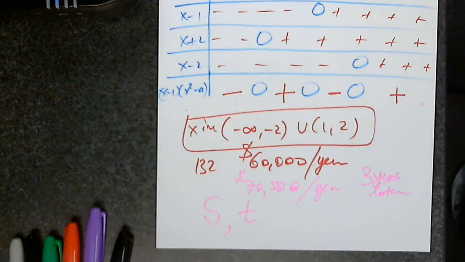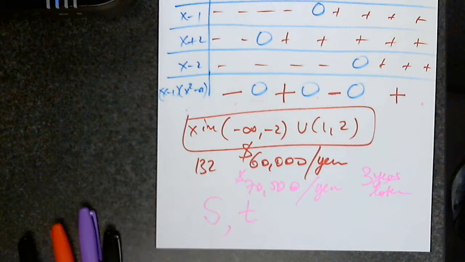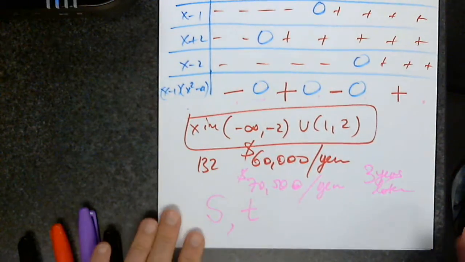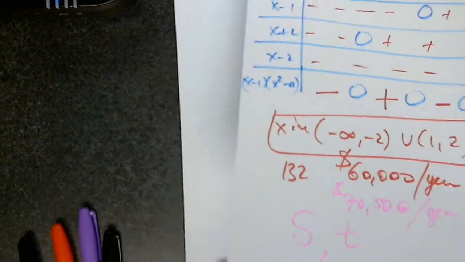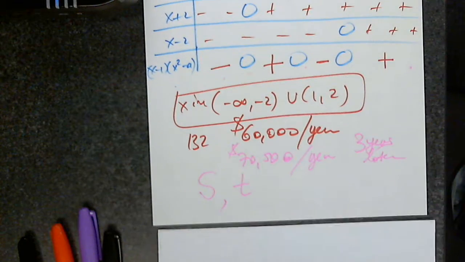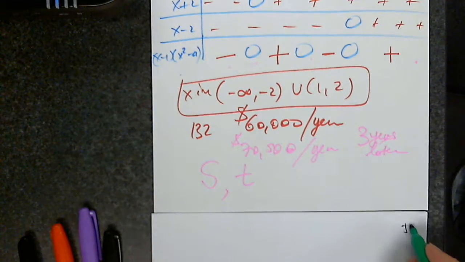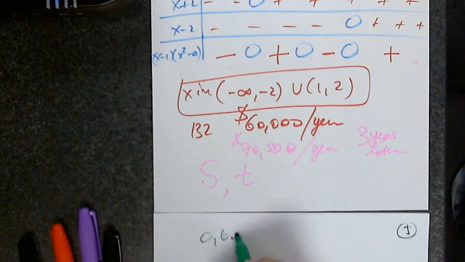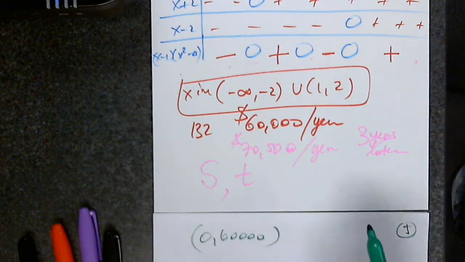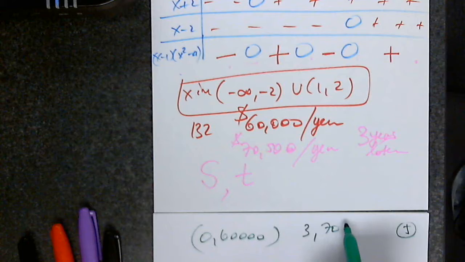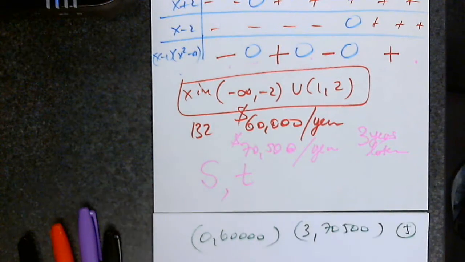What do I do? What am I given here? We are given 2 points. So she's just now hired. She hasn't completed her first year. So what will be the first ordered pair? And then 3, comma 70,500. Very good. What do I do with this?